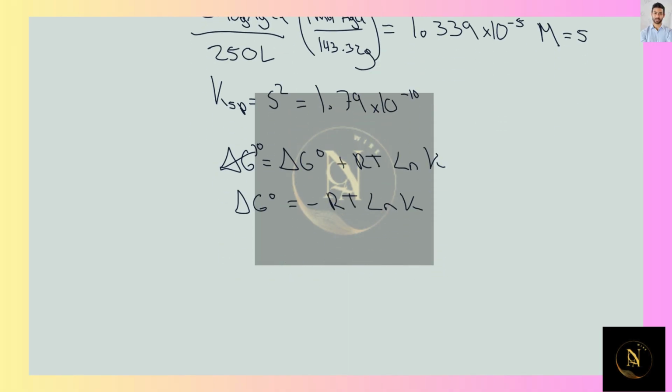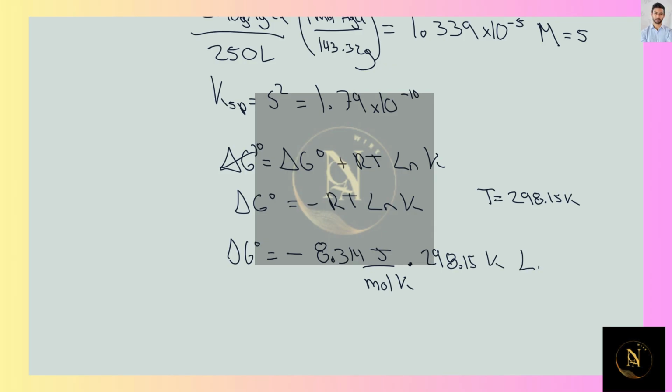The value for R is going to be 8.314 joules per mole Kelvin. Remember that in this part, the temperature needs to be in Kelvin, so 25 degrees Celsius corresponds to 298.15 Kelvin. So times 298.15 Kelvin times the logarithm of my K constant, logarithm of 1.79 times 10 to the minus 10.